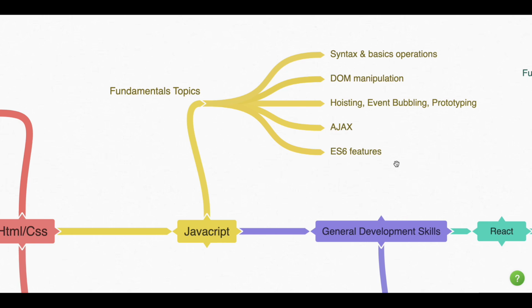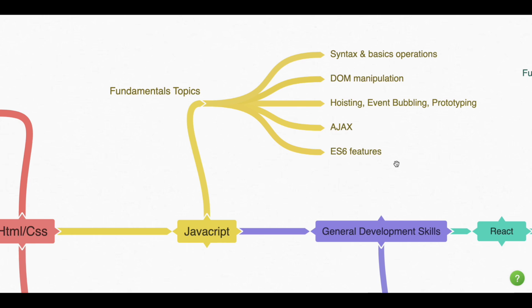The next is DOM manipulation. We have already covered the DOM properties, but now there is DOM manipulation. DOM manipulation is basically used to perform CRUD operations. You can create, delete and update the UI with the help of the DOM tree. The next are hoisting, event bubbling and prototyping. These are some concepts that are too important to learn before React.